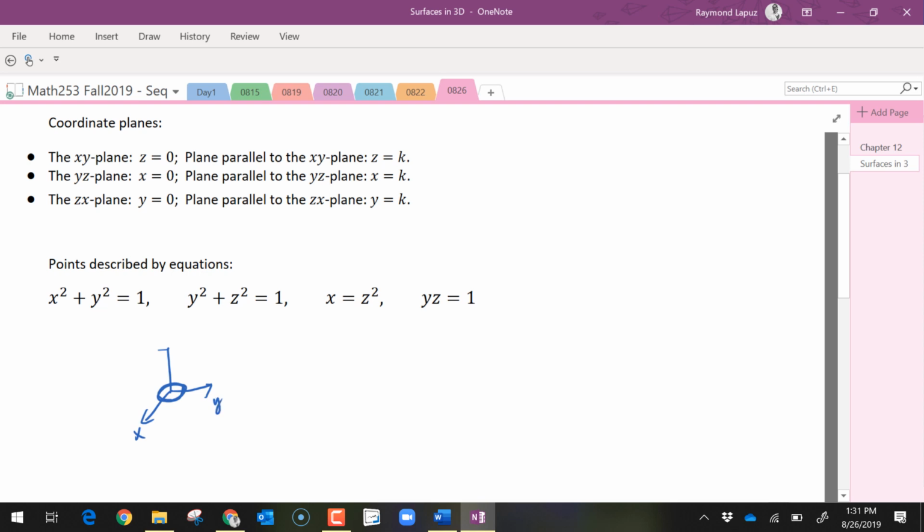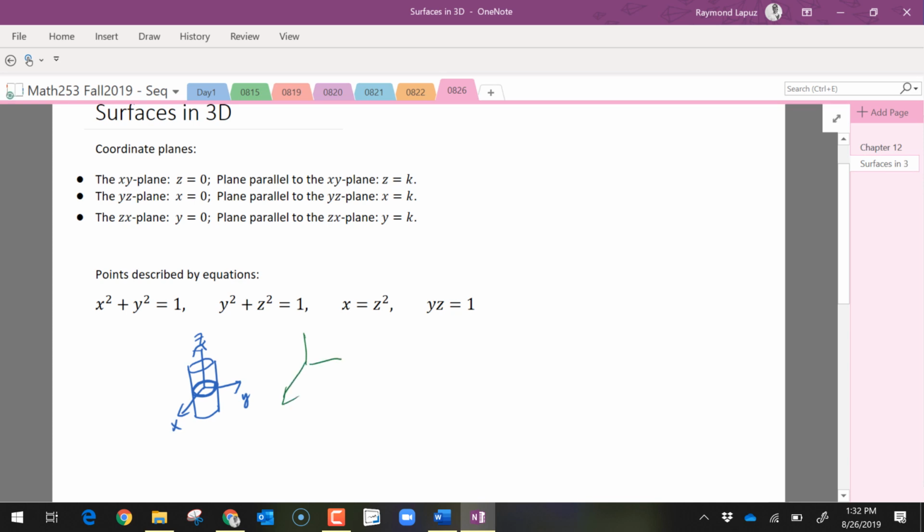It's just a circle if we're looking at it just on the xy plane. But then since z should be included and we're not being specific about what z should be, and there's no other relationship, then it should just go up and down as a circle. The same way for the second graph. What do you think that graph's going to look like? That's another cylinder.